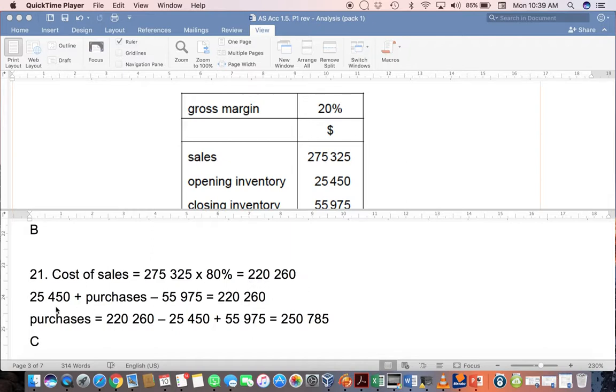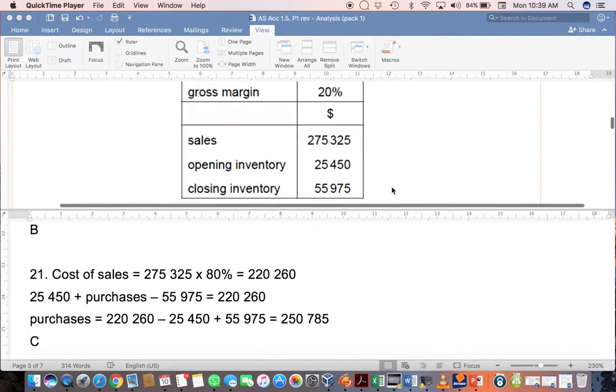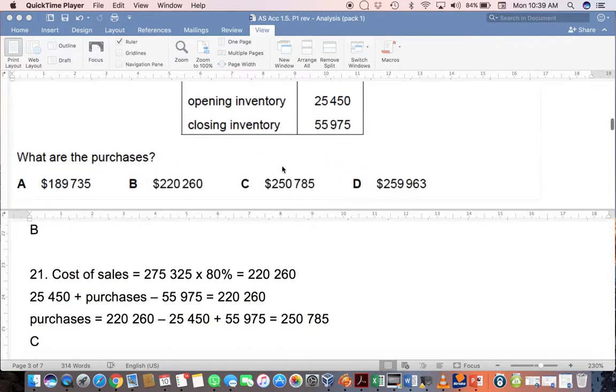purchases figures. In other words, we take the opening inventory, given here as 25,450, plus purchases, which is a missing figure, and then subtract closing inventory, given here as 55,975. And that would then give us the cost of sales figure, which we have just worked out. We can then solve for our purchases to determine that our purchases figure must have been 250,785. If you look at the options available, you will see that C is the correct answer.